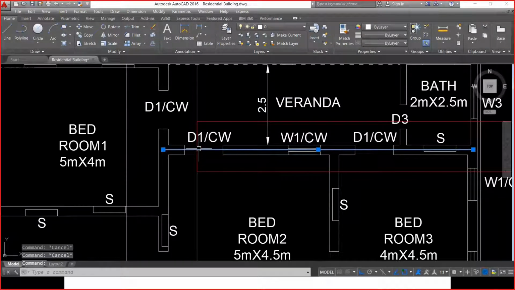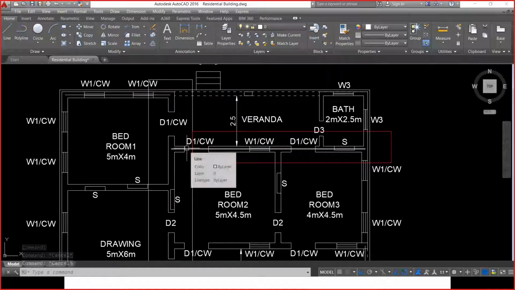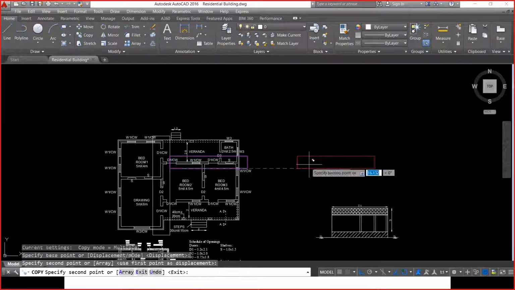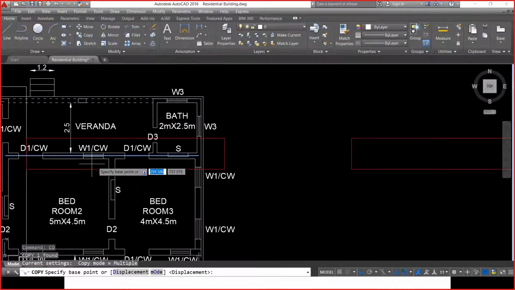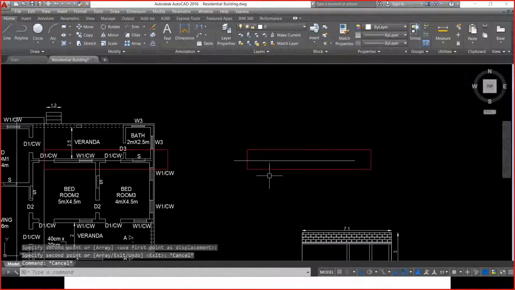I just have to deduct this part. This part is half of this width. This width is known, 0.9 meter. So center to center distance. So, I'm going to copy this rectangle over here, and also copy the center line.